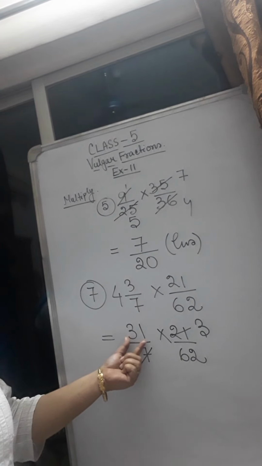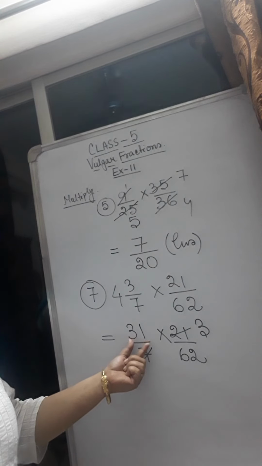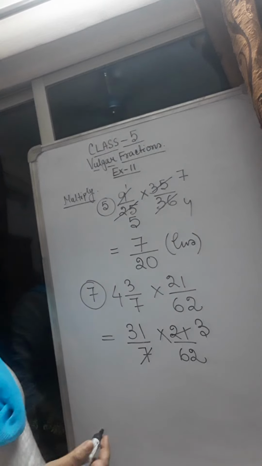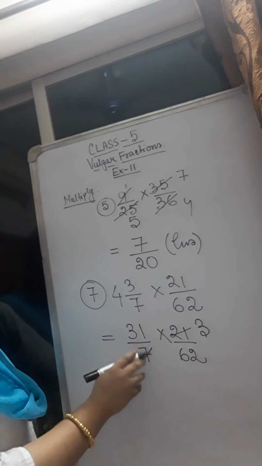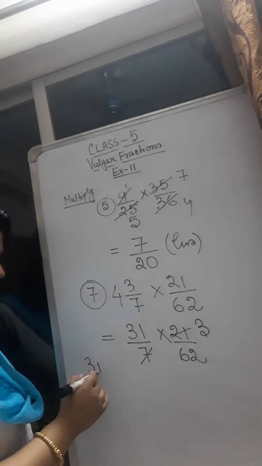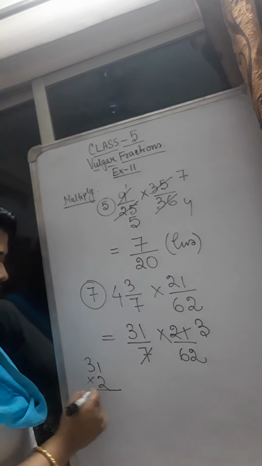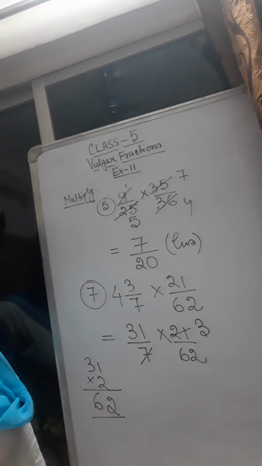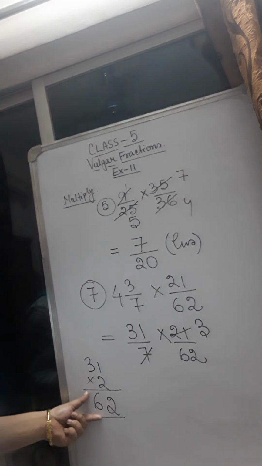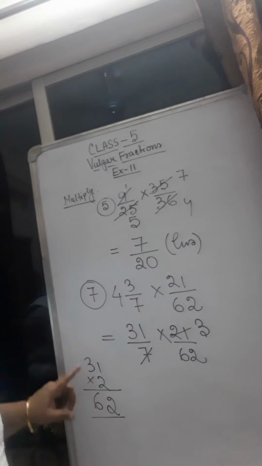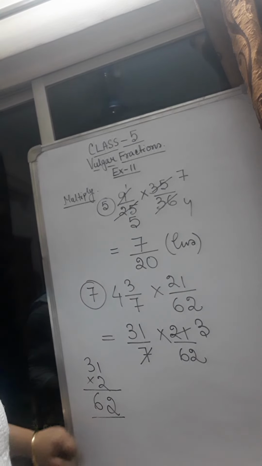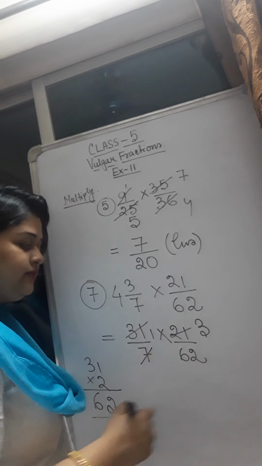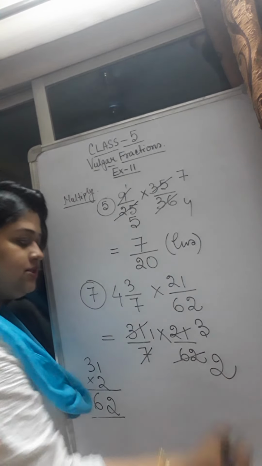Now 31, no other numbers can give you 31 because it is a prime number. So why not try out in the rough work 31 into 2. Whenever you do 31 into 2, it will give you 2 1s are 2, 2 3s are 6. That means 62 is present in the table of 31 because 31 2s are 62. So cancel the number with 31. 31 1s are 31. 31 2s are 62.